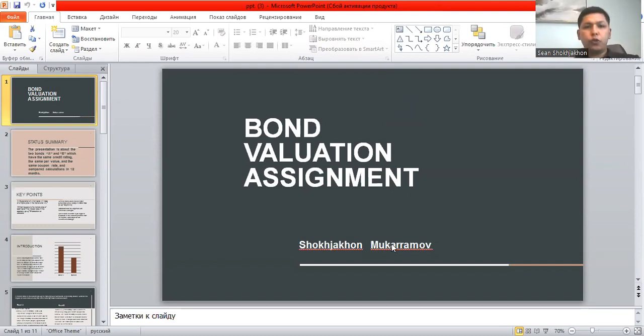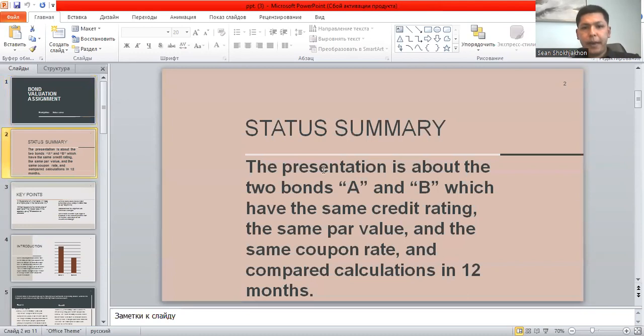Today we are going to be talking about the bond valuation assignment. This presentation is about two bonds, A and B, which have the same credit rating, the same par value, the same coupon rate, and compare calculation in 12 months.